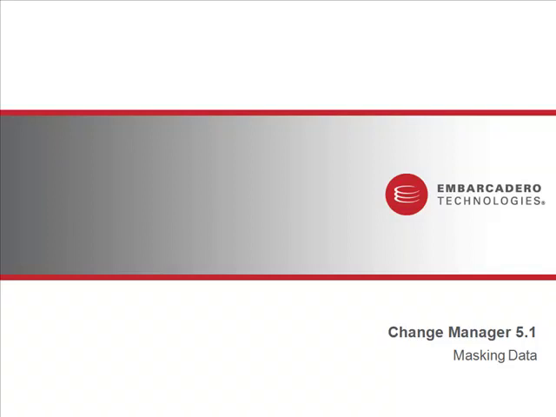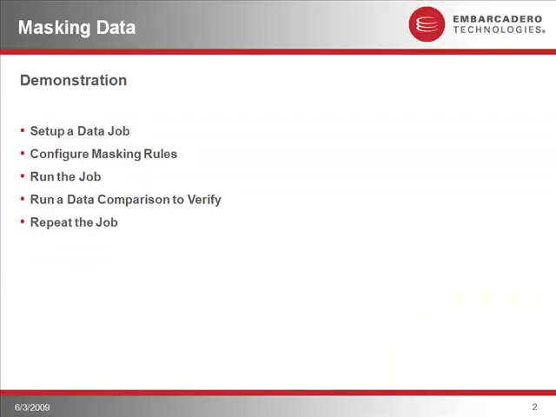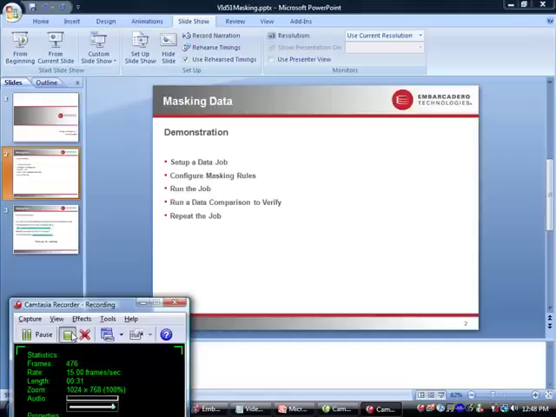Today I'm going to show you Change Manager 5.1's new data masking feature. We're going to create a data job, configure some masking rules. I'll run the job, and then we'll look at the data to see what it did, and then I'll show you how you can repeat the job on a regular basis.